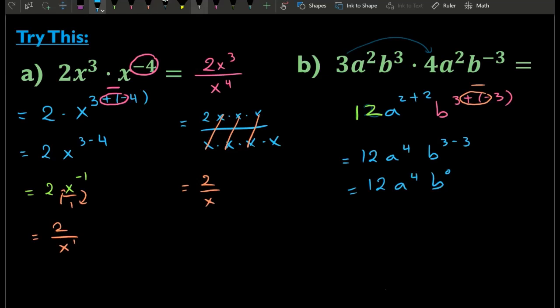Some of you will ask me, what happened to b to the 0? What should we do now? B to the 0 turns into 1, because in the 3rd video we learned that whatever is raised to 0 is 1. We bring down 12 a to the 4th power. So 12a to the 4th power times 1 is still 12a to the 4th power. That's it.